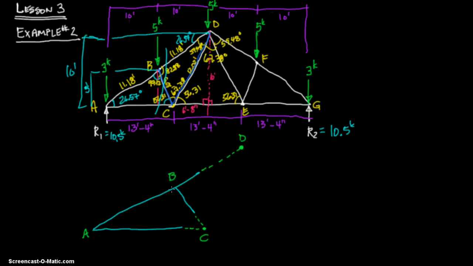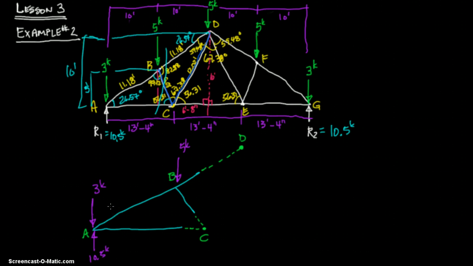Alright, and now let's go in and put our external loads on and our reactions. 5 kips, we know 3 kips, what else do we know? And we know 10.5 kips.